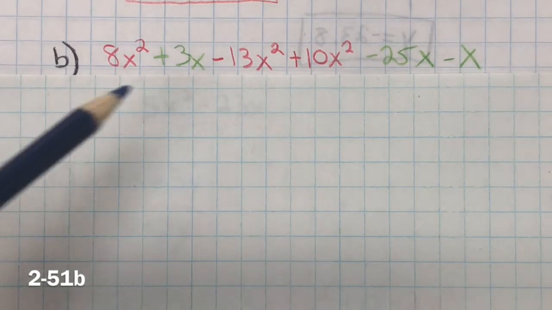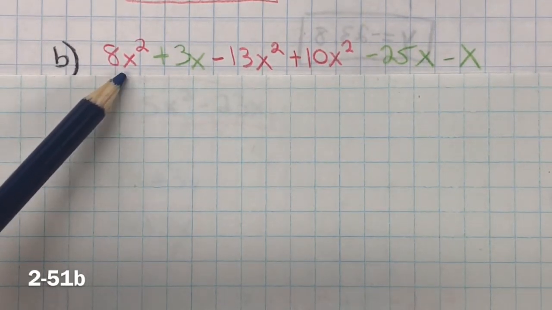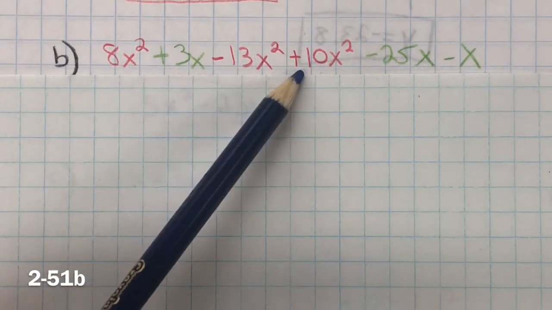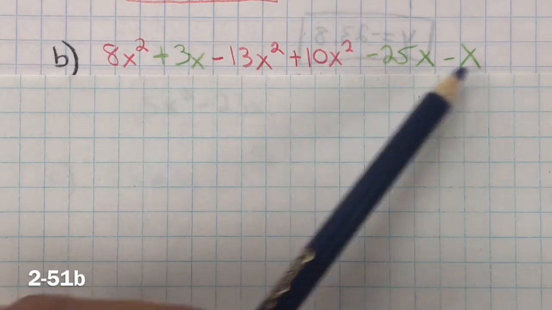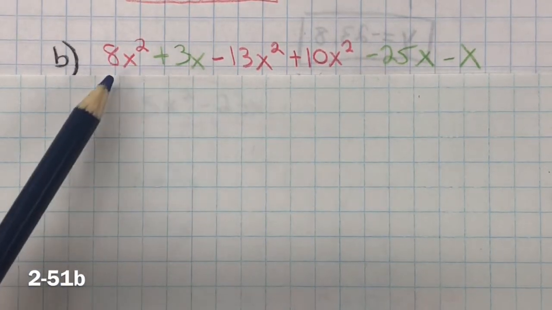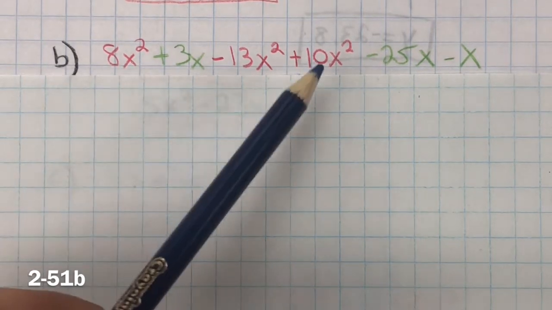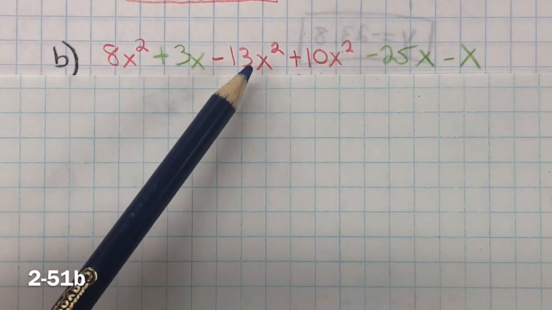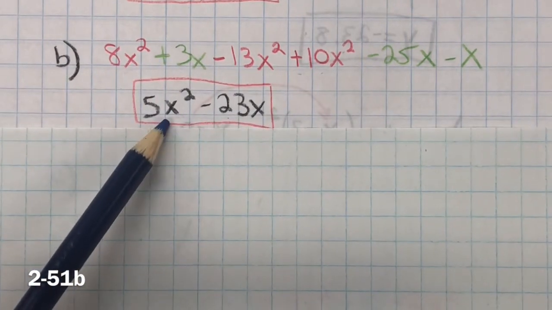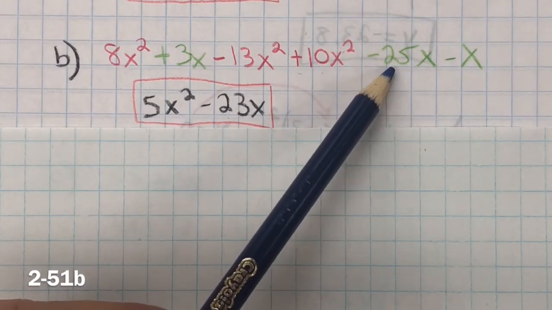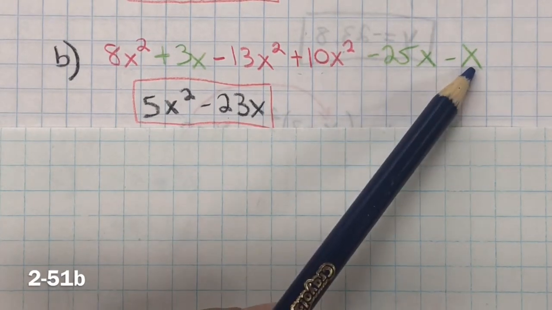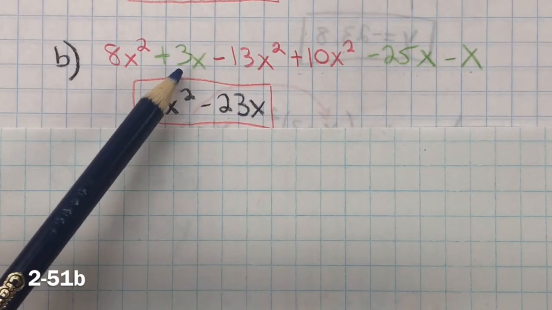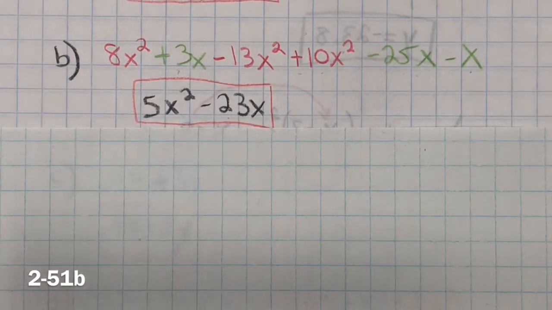251b, again, we're combining like terms. You can see all of the x squared terms. There are 3 of them. And then there are 3 x terms. So we have 8x squared plus 10x squared is 18x squared, minus 13x squared is 5x squared. And then we have 25x minus 1x is negative 26x, plus 3x is negative 23x.